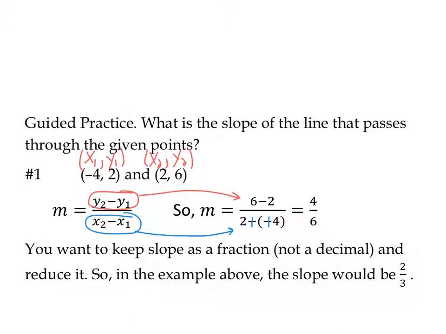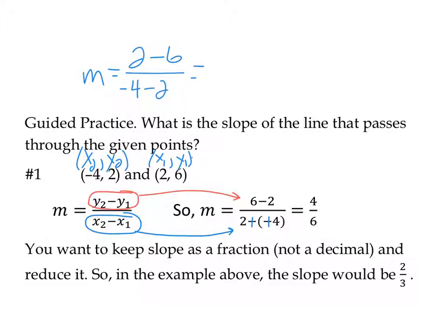One important thing to point out here is, what if we switched those around and we called the 2, 6 our x1, y1, and this is our x2, y2. If we find the slope that way, y2 minus y1 would be 2 minus 6. x2 minus x1 would be -4 minus 2. That would give us -4 over -6. A negative over a negative would be a positive, and then we could reduce as well to 2 over 3. It would give us the same slope.